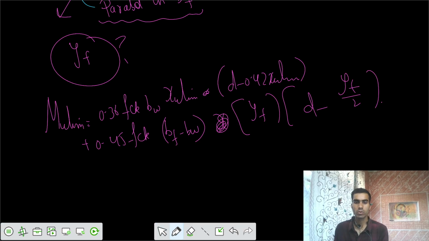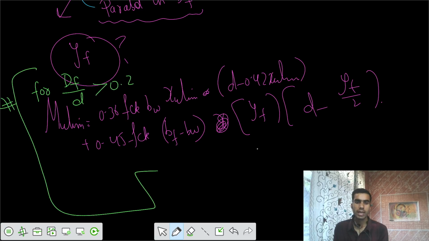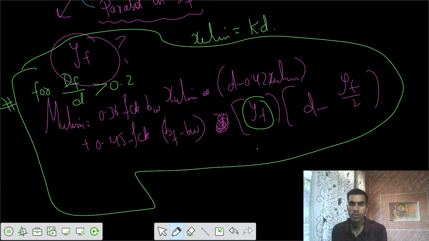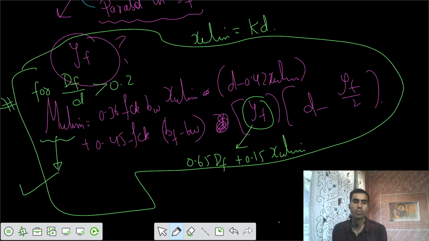The final conclusion is that if your ratio dF by D is greater than 0.2 and you want to calculate the limiting moment of resistance directly, you can solve by this equation, where XU limiting equals K times D. And corresponding to this YF, you have to substitute 0.65 DF plus 0.15 XU limiting. So finally, we can say the limiting moment of resistance can be calculated.